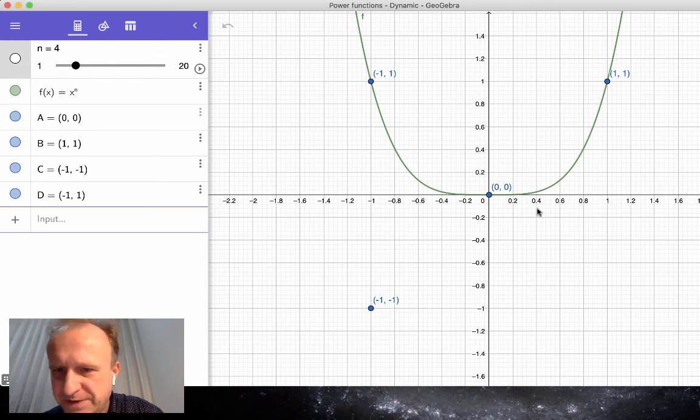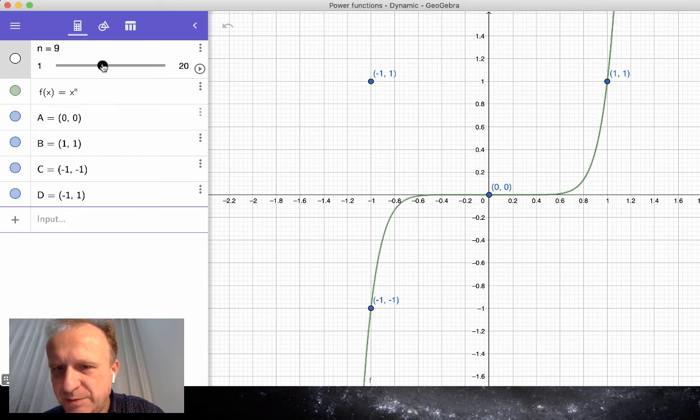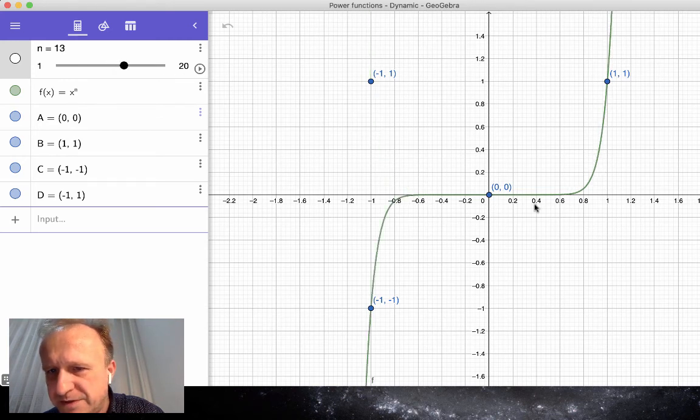So you can observe it here. If you concentrate on the function value at 0.6, you see that as I increase n, the function value decreases because it amounts to more and more multiplications by 0.6. And this is true for all values between 0 and 1. But it's different for values greater than 1.